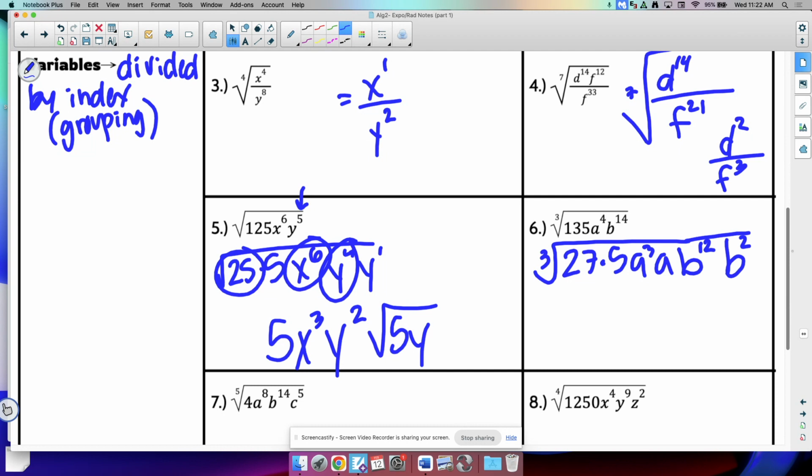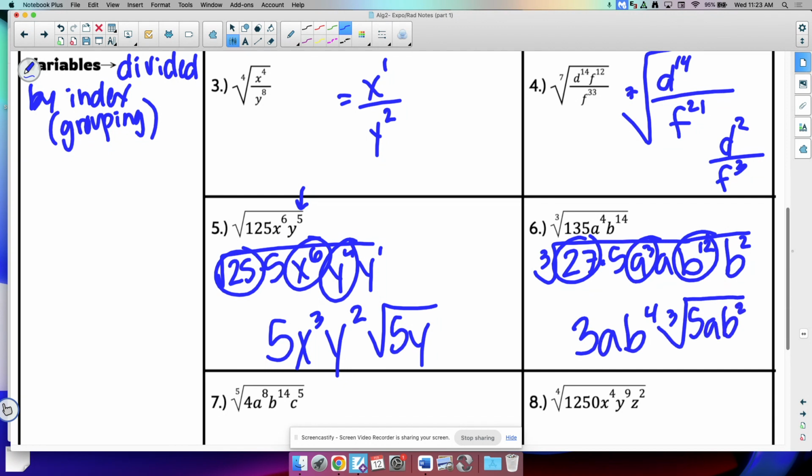In this lesson specifically, honestly, the only time kids get kind of goofed up is when they try to take stuff out and figure out what's left behind without first breaking it up. Because if you take the time to break everything up into the good stuff and what's left over, it goes really quickly. Because what's the third root of 27? 3. 5 is stuck. What's the third root of a to the 3rd? The a is stuck. What's the third root of b to the 12th? And then we have the third root of 5ab squared is left over.